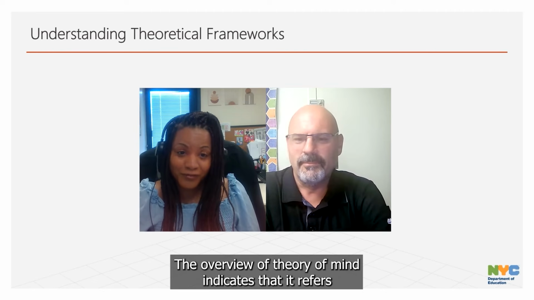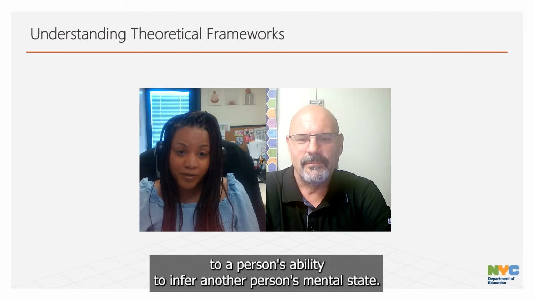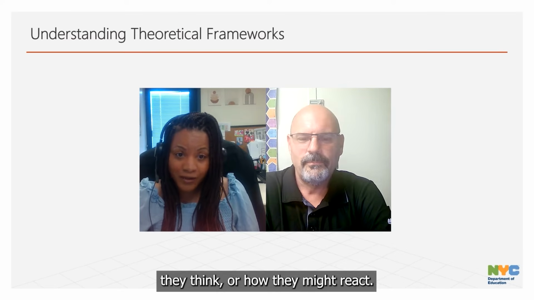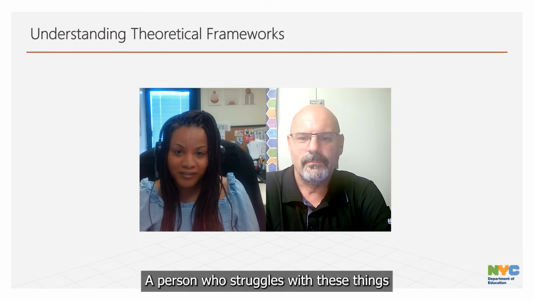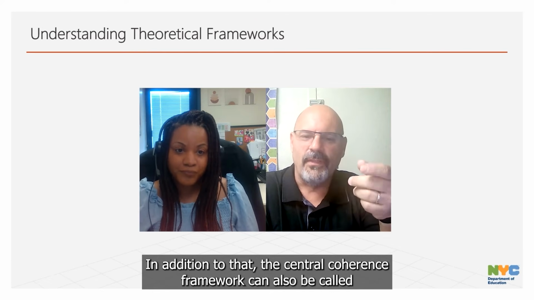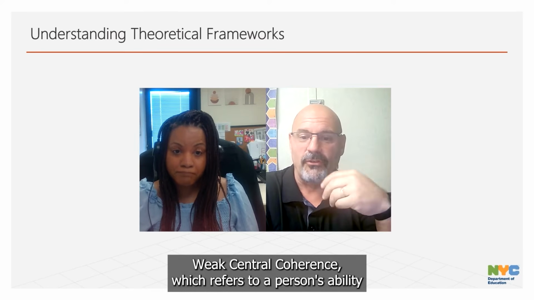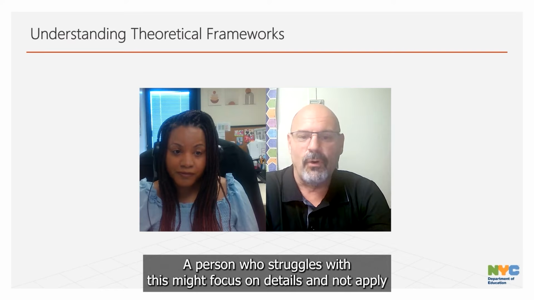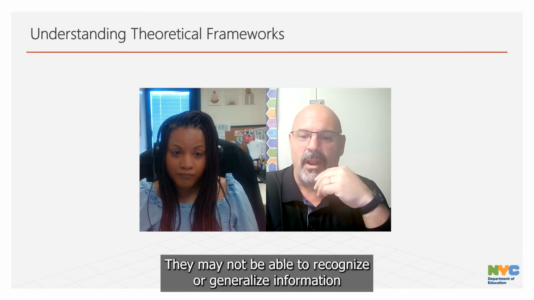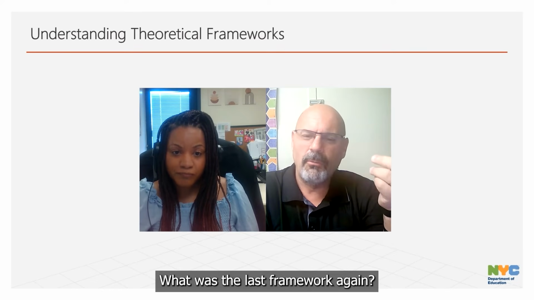That's correct, John. The overview of theory of mind indicates that it refers to a person's ability to infer another person's mental state. This might include how they feel, what or why they think, or how they might react. A person who struggles with these things might have difficulty in typical social situations. That's right. In addition to that, the central coherence framework can also be called weak central coherence, which refers to a person's ability to see the bigger picture. A person who struggles with this might focus on details and not apply information outside the specific facts or information presented. They may not be able to recognize or generalize information to include prior knowledge or related knowledge. Nicole, what was the last framework again?